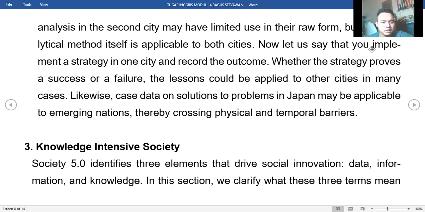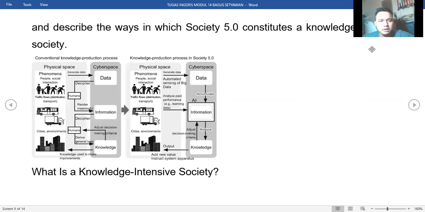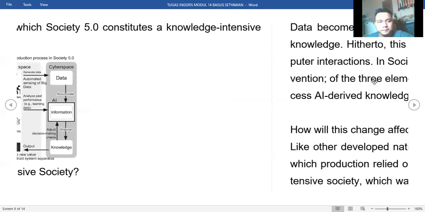3. Knowledge-intensive society. Society 5.0 identifies three elements that drive social innovation: data, information, and knowledge. In this section, we clarify what these three terms mean and describe the way in which Society 5.0 constitutes a knowledge-intensive society. What is a knowledge-intensive society?